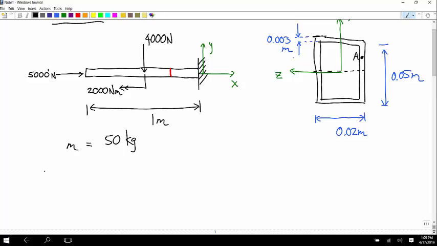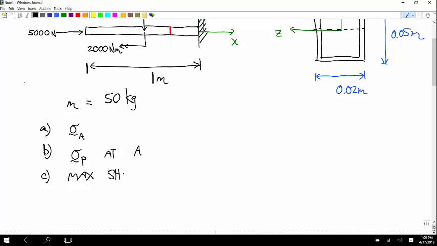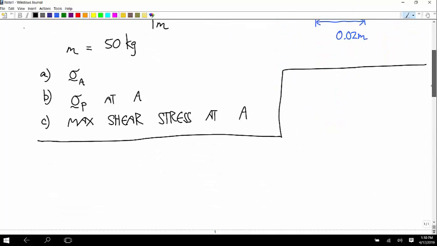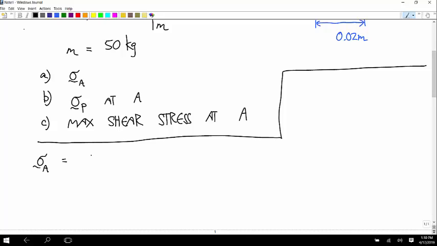We want to calculate the stress tensor at A, and the principal stress tensor at A, and then the maximum shear stress at A. So the first thing we have to do is, we know that the stress tensor at A is going to be the stress tensor due to tension compression, plus the stress tensor due to bending moment, plus the stress tensor due to shear force, plus the stress tensor due to the torque.